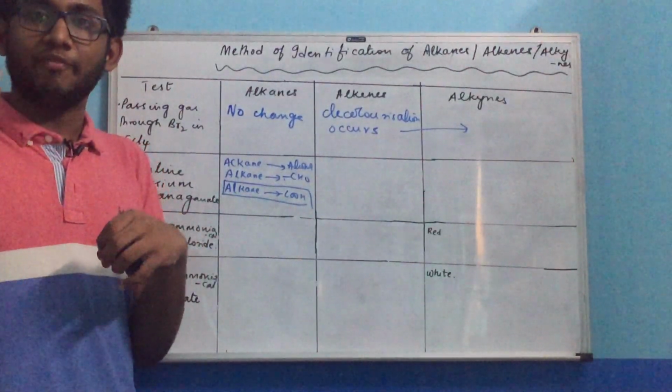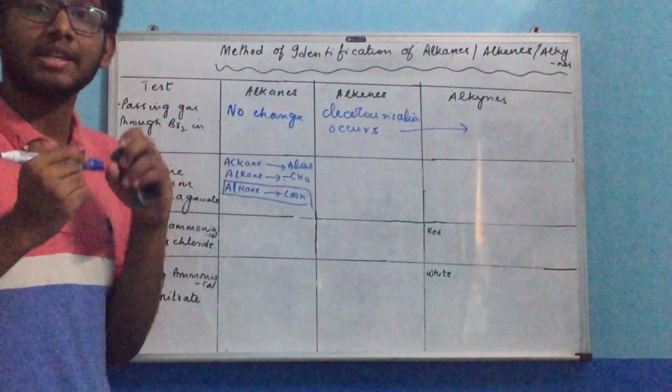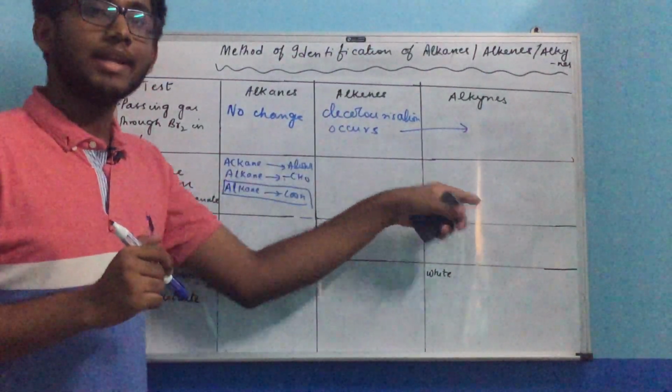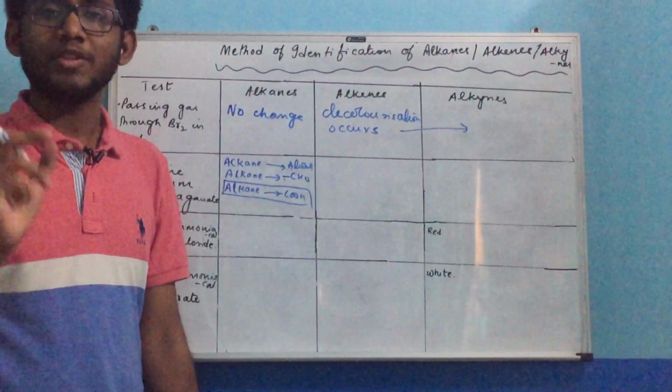So this is not a very distinct way in which you can identify that it is an alkane, because in the case of alkenes and alkynes, there is an even more distinct way in which you can identify it.